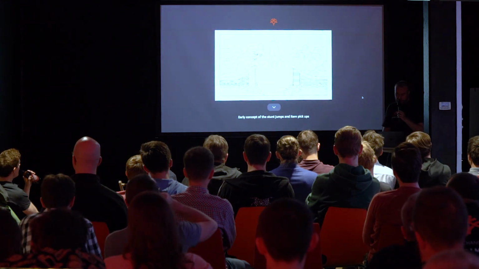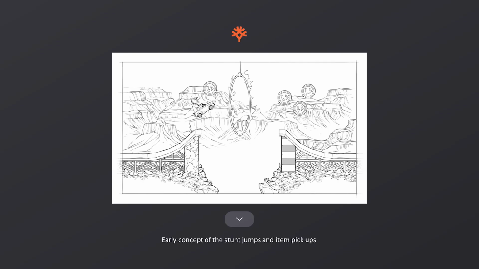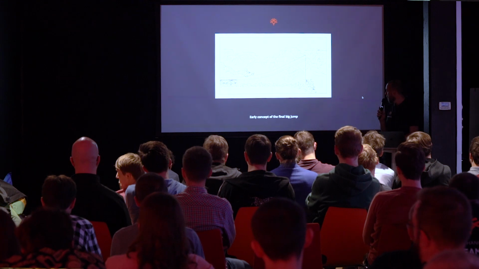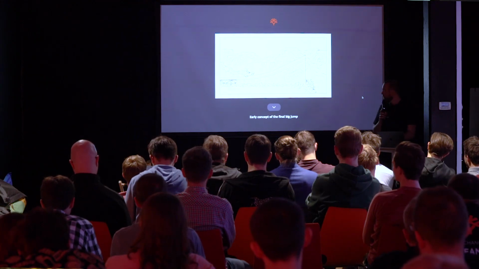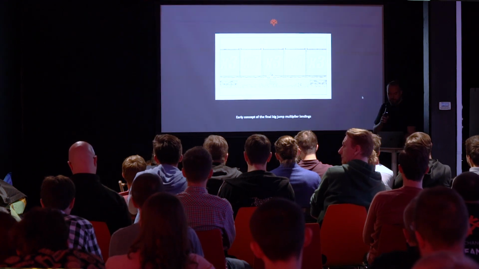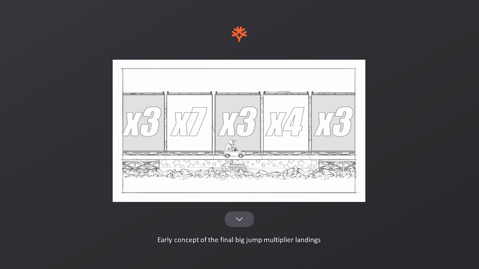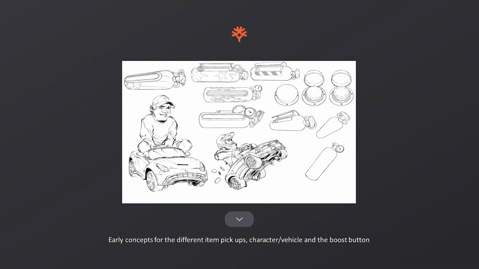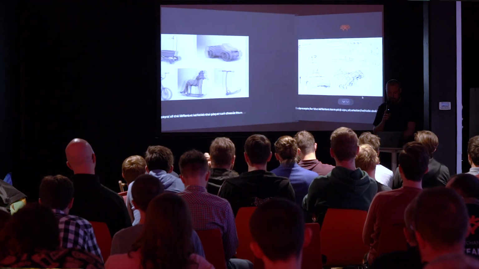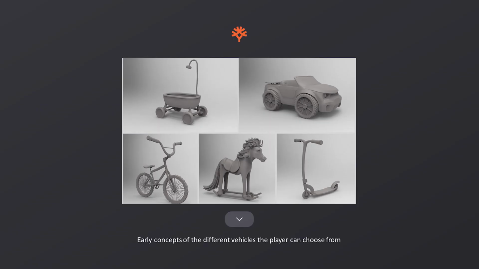Some more concept images. This is an early concept of the stunt jumps on the track. You can also see the item pickups. In the game there's a final big jump where you're supposed to boost and try to land on the multipliers, which will add to your win. This shows the landing on the multipliers. Some concepts for the boost button and the vehicle. And these are early concepts for the different vehicles the player can choose from when playing the game.